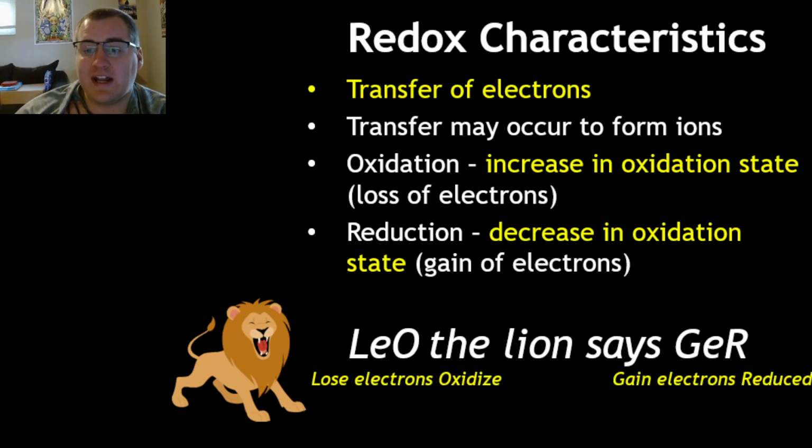Okay. The way to keep that straight is with this saying at the bottom. Leo the lion says grr. Leo says grr because it's a lion. Right? Lose electrons oxidation is Leo. Gain electrons reduction is grr. Okay? So keep that straight. Leo says grr. Lose electrons oxidation, gain electrons reduction. You need to identify sometimes in a problem which things oxidize, meaning they lose electrons, which things reduce.